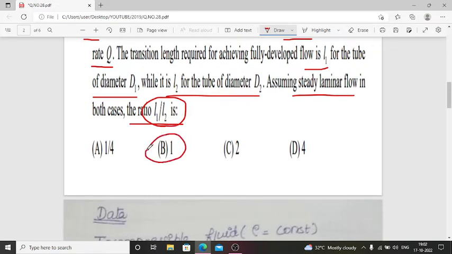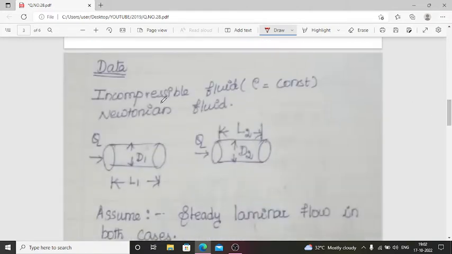I am going to explain how it is. Data: an incompressible Newtonian fluid. Incompressible means density is constant. So we have two pipes. Pipe 1 diameter is D1, transition length is L1, and the flow rate is capital Q.